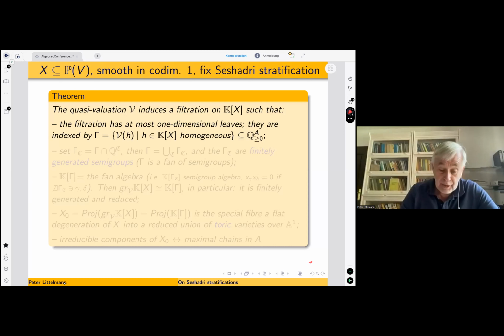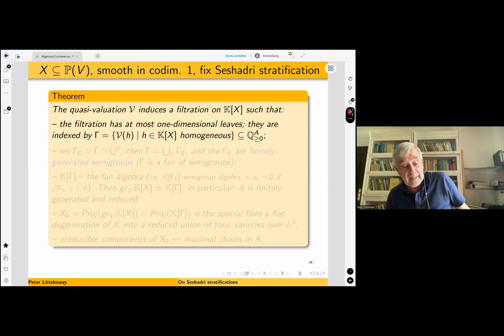Now, this quasi-valuation has some nice properties. For example, the filtration which I get has at most one-dimensional leaves, and they are indexed by this subset Γ of Q^A. Namely, I take the quasi-valuations of all H in K[X] which are homogeneous. Okay, now here comes the difference. If I had a valuation, I would know that Γ is a semigroup, or more precisely, a monoid. But since I only have a quasi-valuation, I don't know this a priori.